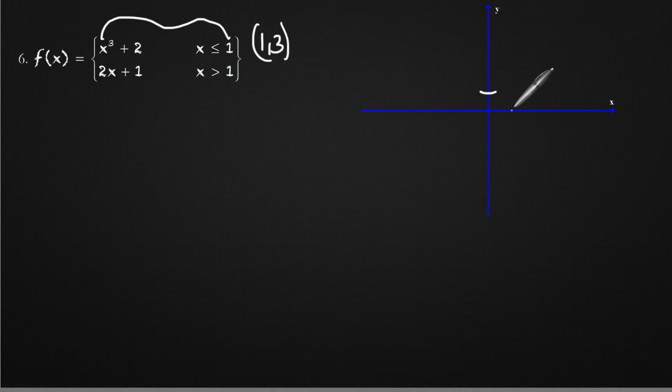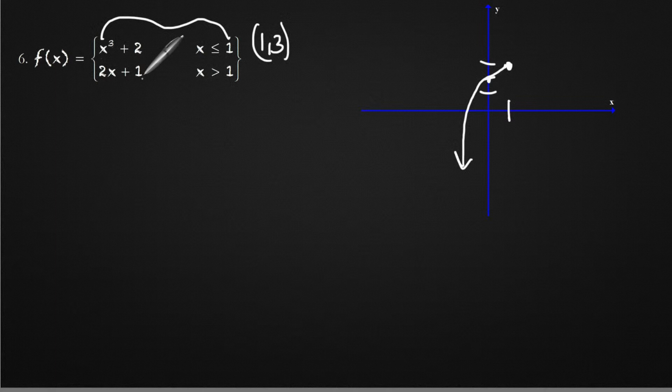So let's go 1 and 3 and put a dot there. So the normal cubing function goes through the origin, has a little slide there, but this one is shifted up 2 units. So this one's going to look something like that, and it's going to end at 1, 3.